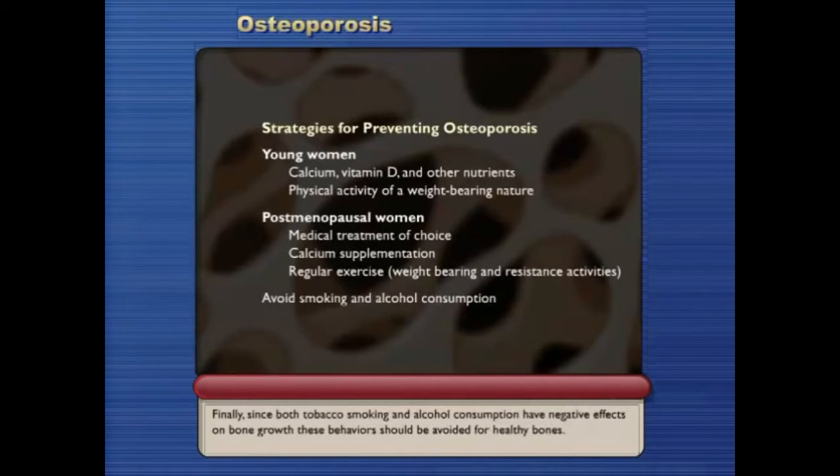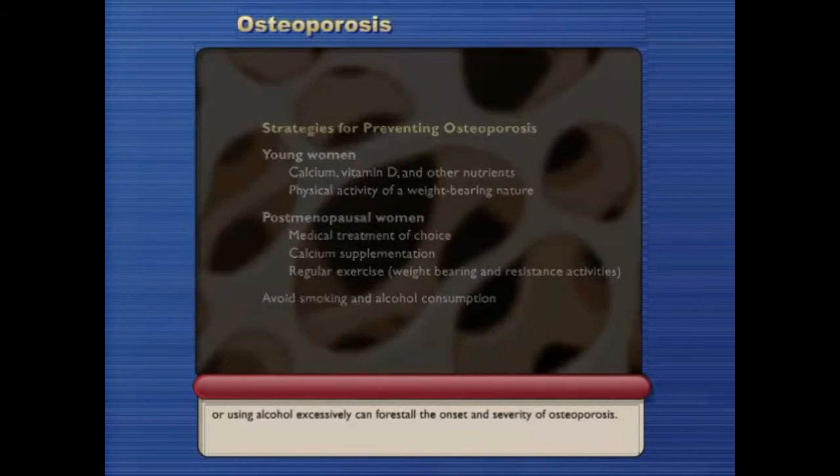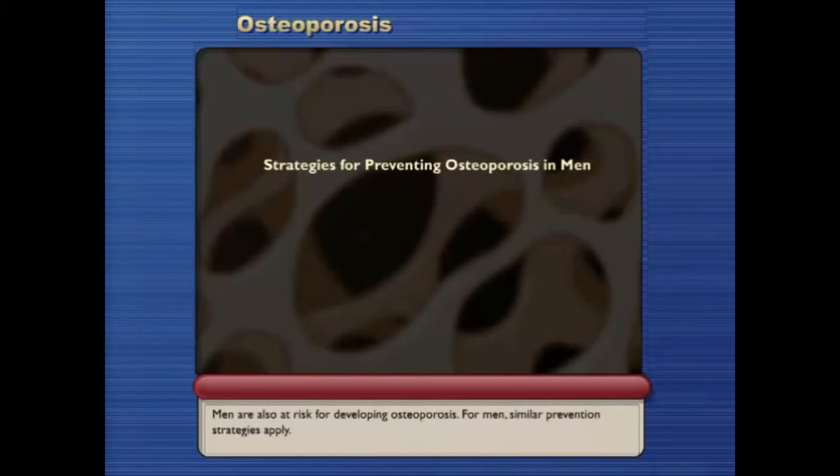In summary, osteoporosis, the weakening of bones due to loss of calcium and phosphorus from the interior of the bone architecture, is a degenerative disease that is influenced by many contributing factors. Health-promoting interventions such as adequate nutrition and physical activity, and medical interventions such as prescription medications designed to limit progress of osteoporosis, coupled with positive behaviors such as not smoking or using alcohol excessively, can forestall the onset and severity of osteoporosis. Men are also at risk for developing osteoporosis.